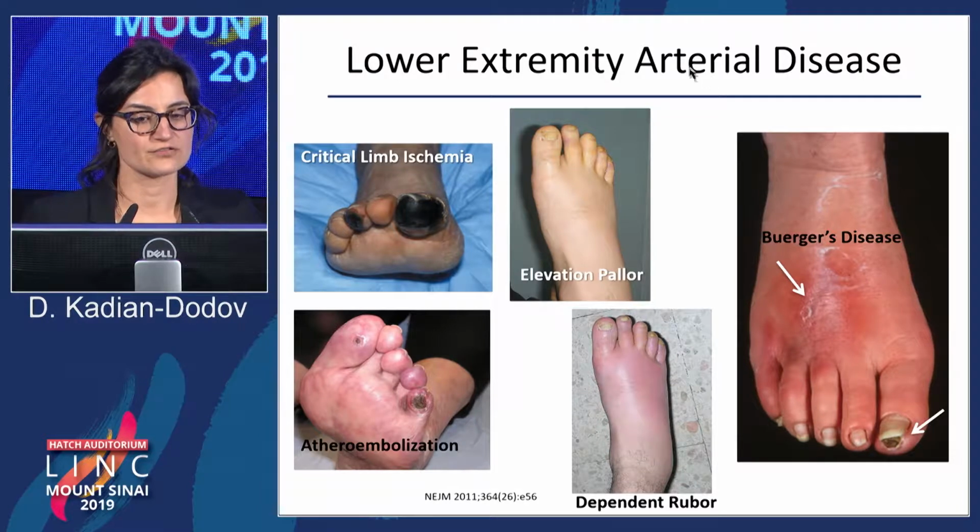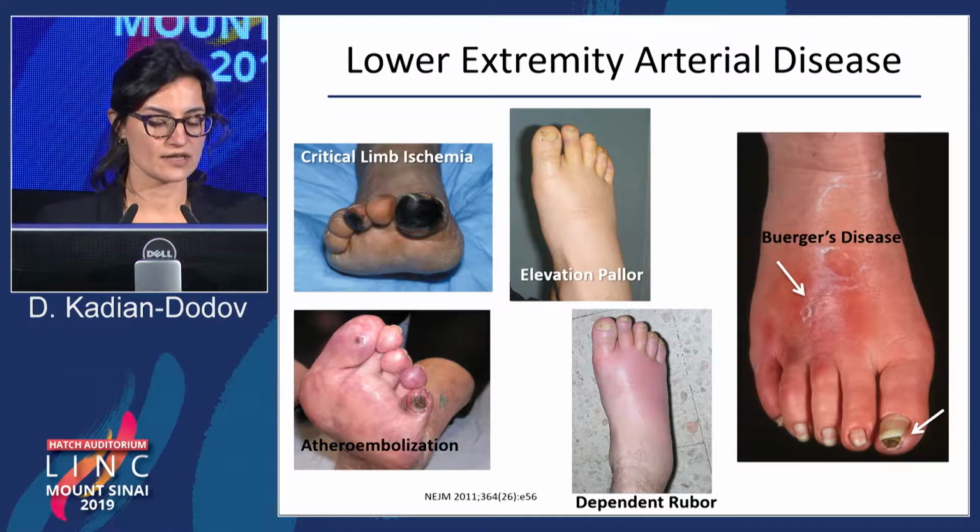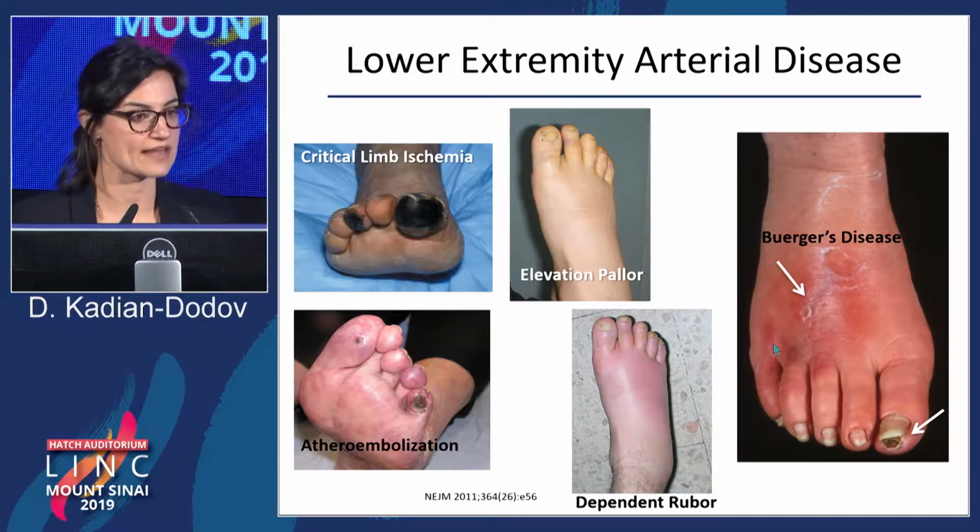And these are the many different phases of PAD. So you heard about some elevation pallor and dependent rubor in the last talk. You're familiar with how critical limb ischemia can look. Some other clues with atheroembolization, you may see the livedo kind of pattern on the skin. And another ischemic ulcer over here, secondary to Buerger's disease, which is not atherosclerotic PAD.